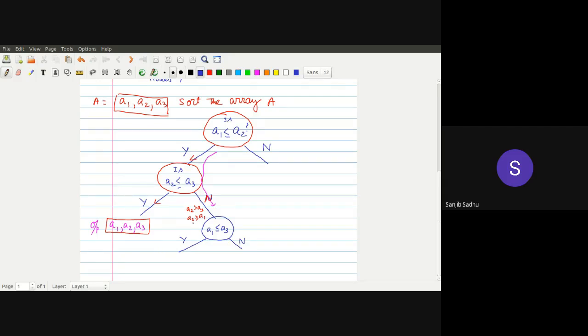In this case, you see what happens. I know that A1 is less than A3 and A3 is less than A2, so I will get an output: A1, A3, then A2. This will be the output. And if it is no, what will be the result? Tell me the sorted order. A3, A1, A2. So this is the output.